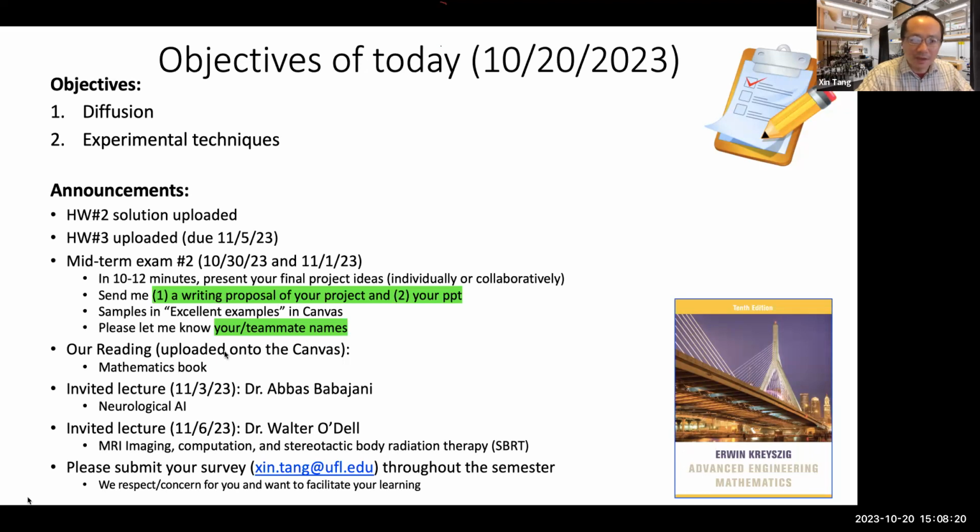Very important, and it's a very good practice opportunity for you to learn how to determine a project, how to present a project, and how to convert the presentation into a formal proposal format.